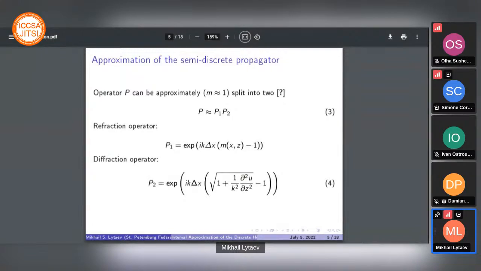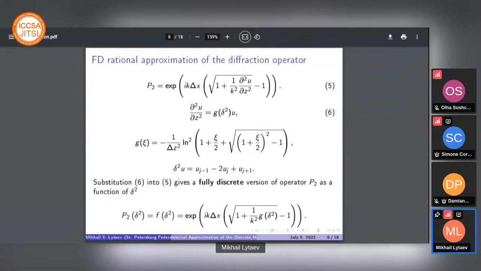The semi-discrete propagation operator can be approximately split into the refraction and diffraction operators. Action of the refraction operator is calculated directly, thus it remains for us to construct a numerical approximation of the diffraction operator. Express the second differential operator in terms of the second difference operator. Substitution gives us a fully discrete version of the diffraction operator as a function of the second difference operator.